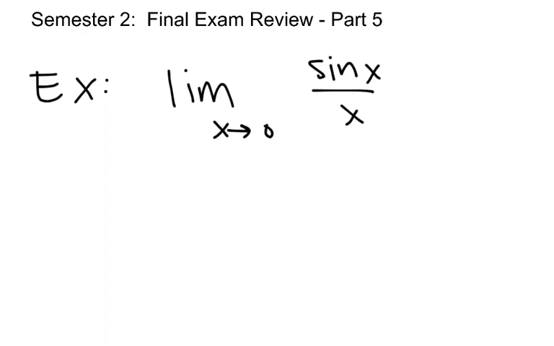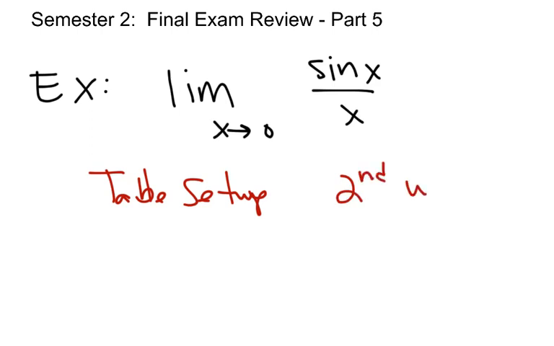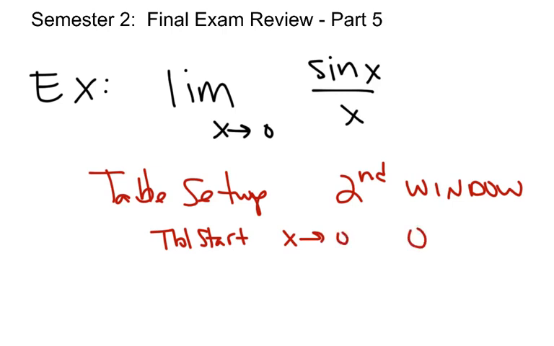Well, we're going to plug this into our graphing calculator. A couple things I want to remind you about plugging into the calculator. The first is that you're going to need to change your table setup. So table setup was under second window. You want to use your table start to always be what your limit is going to. So if your limit is going to 0, you're going to change that to a 0.